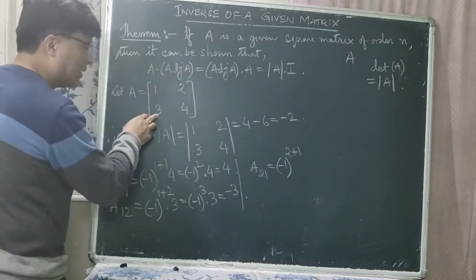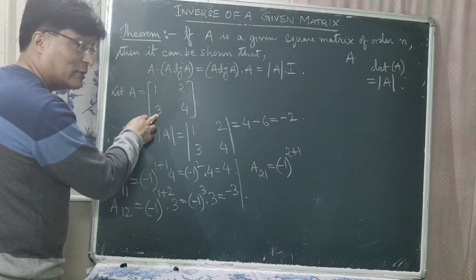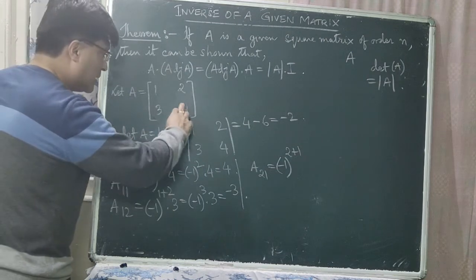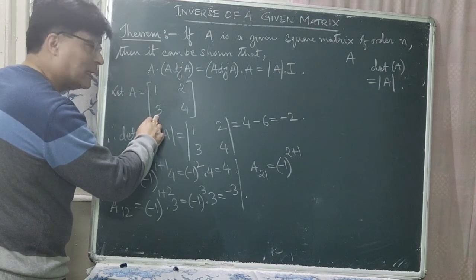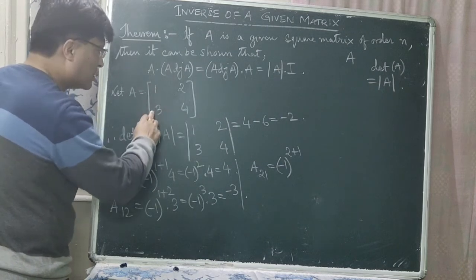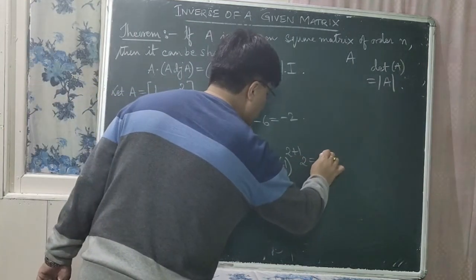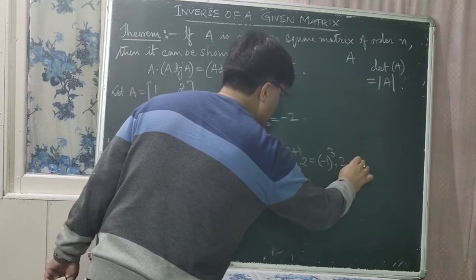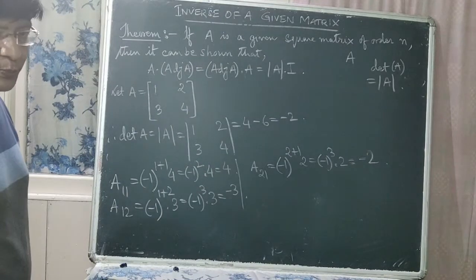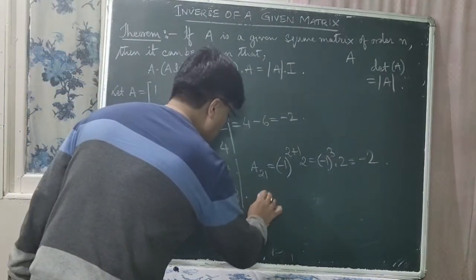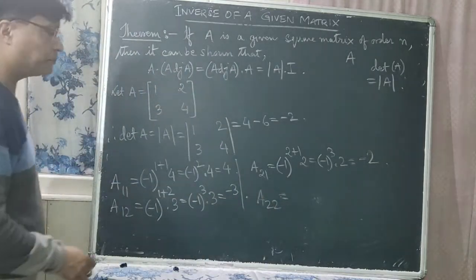And now we have to delete the row and the column through this element small a21, that is the element belonging to the second row and the first column. That means 3. So delete the row and the column through the element 3. That means first column and second row are deleted. What remains? 2. So which is equal to minus 1 whole cube into 2, which is your minus 2, right?